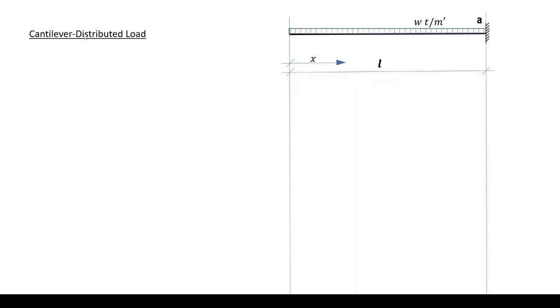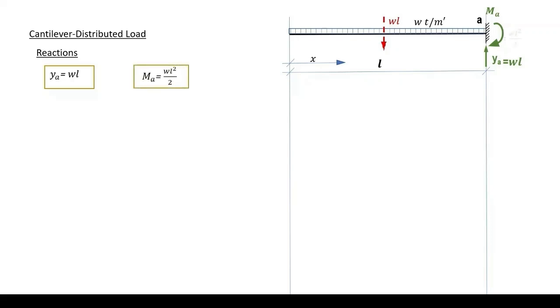Now, a cantilever beam with distributed load W tons per meter run. First, we compute our reactions. We have our virtual resultant WL instead of W ton per meter run. We have an XA reaction equals 0, and YA and MA, two reactions needed to be computed. Sigma forces in the direction of Y equals 0 makes YA equals WL, to be in equilibrium with this red resultant.